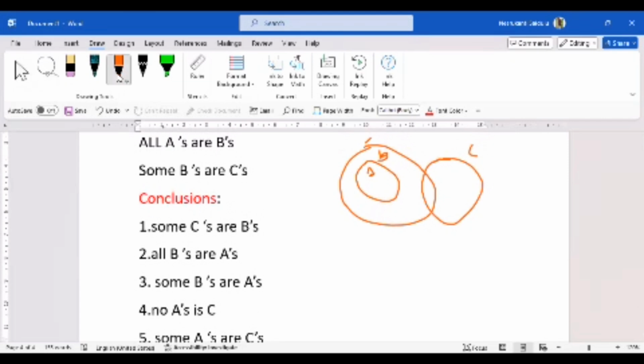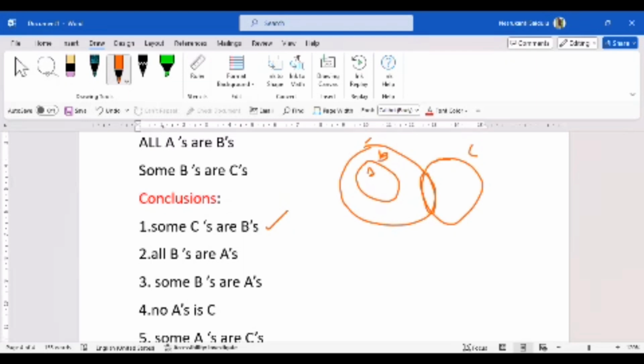Here are the conclusions. First one, some C's are B's. Yes, absolutely right. Why? Because there is an intersection between the B and C. So some C's are B's. It is the right statement, right?